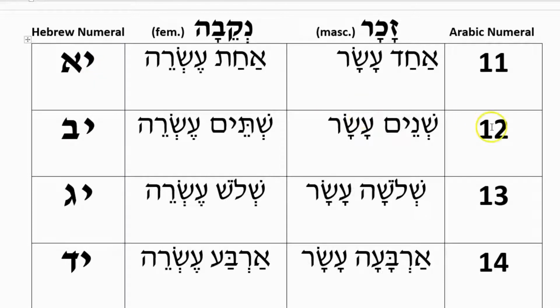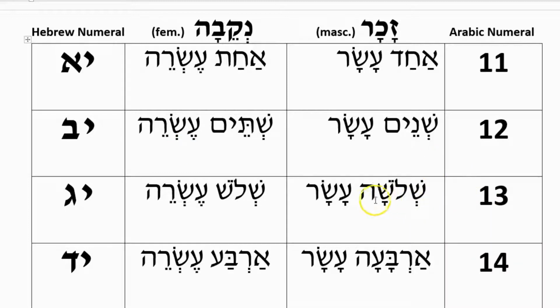Okay, let's go further. 12. Shnaim Asar. That's masculine. Feminine, Shtaim Esrei. That's feminine. And we write it as Yud Bet. Yud 10, Bet 2. Yud Bet 12.